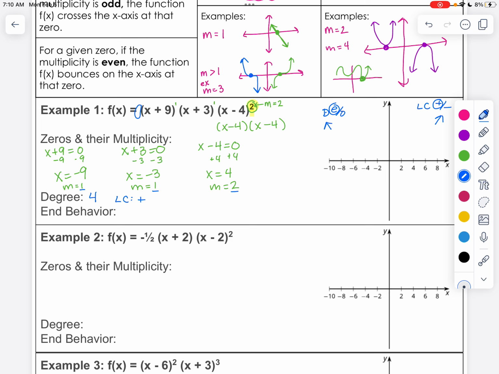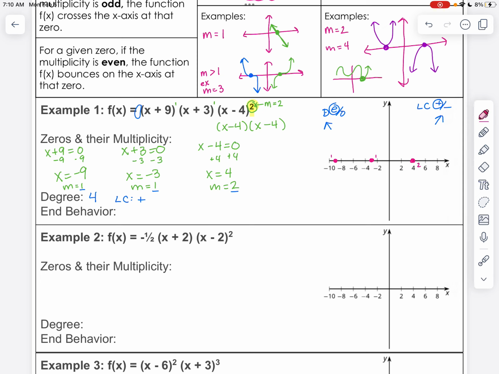And now we're going to plot our zeros. So we have x equals negative 9. And sometimes I like to just put a little number there so that I remember the multiplicity when I draw the graph. Then we have x equals negative 3, also with a multiplicity of 1. And then x equals 4 has a multiplicity of 2. So now I'm going to go ahead and connect the arrows.